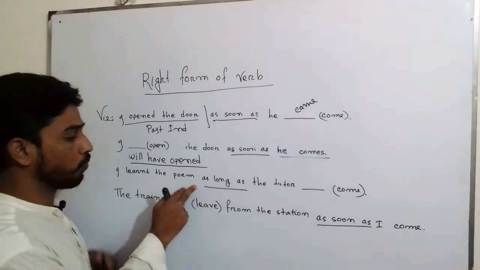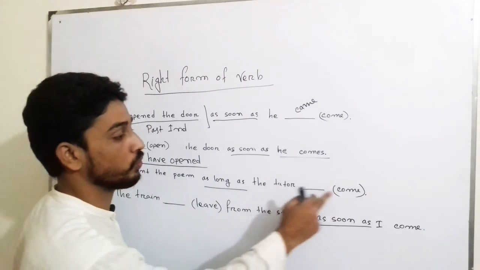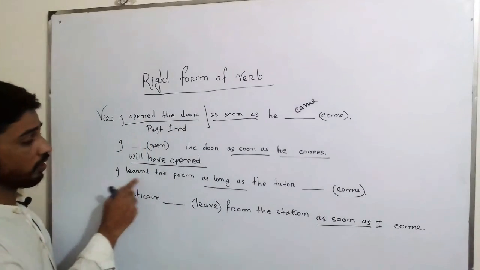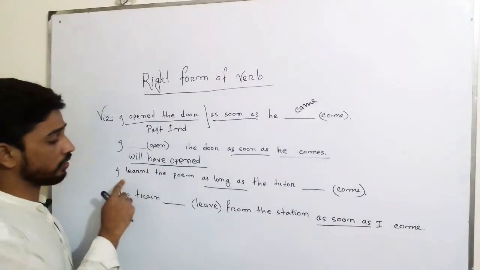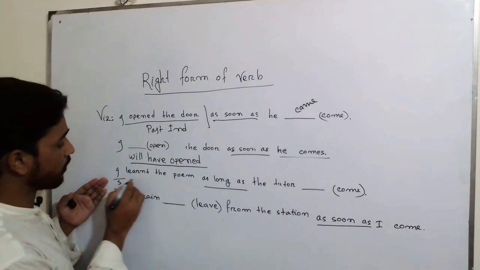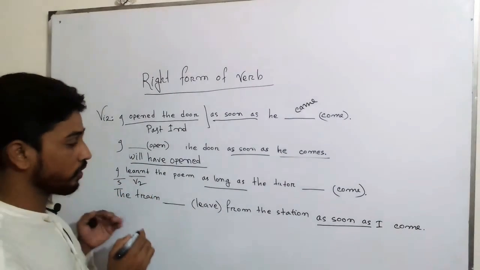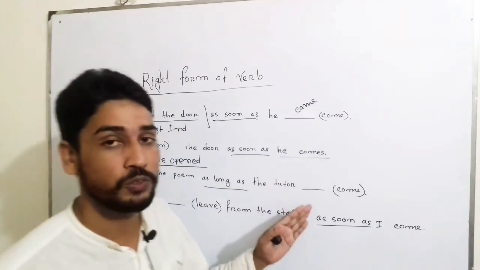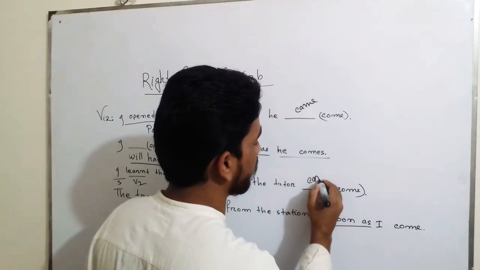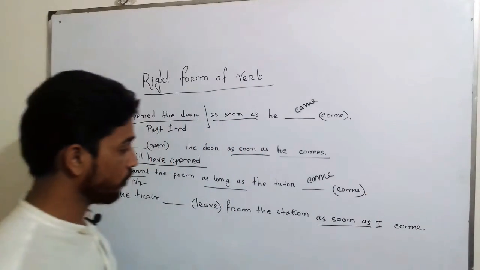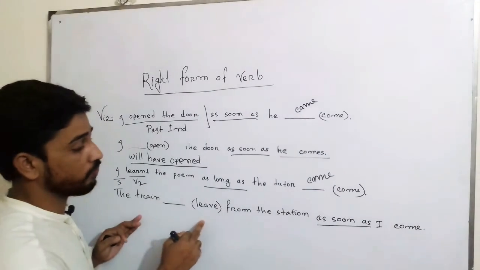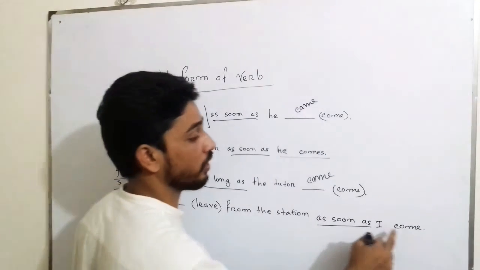So try to understand this one: I learned the poem as long as the tutor come. We have to correct this part. Here we can see I learned the poem is past indefinite tense, because I is the subject and learned is V2. So this is past indefinite, so the rest part will also be past indefinite. So the answer will be came.